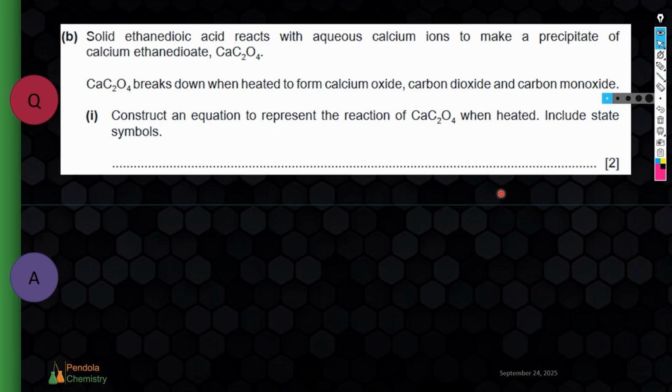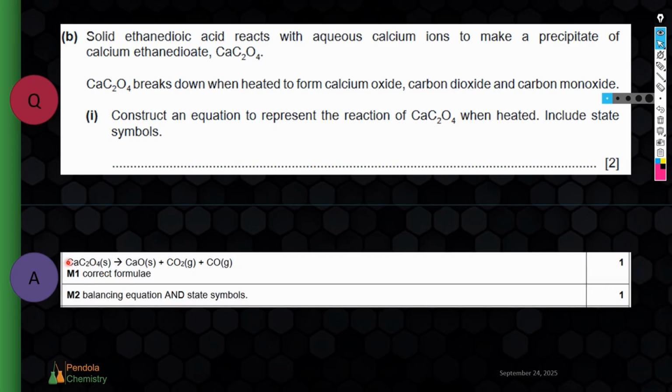And so here our formula is simply CaC2O4 yields CaO plus CO2 plus CO. Now you get 1 point for having the correct formulas, again nomenclature, and a second point for the balancing, which is all ones, and the state symbols. So these should be 2 very easy points for you to get on the AS exam. All right.